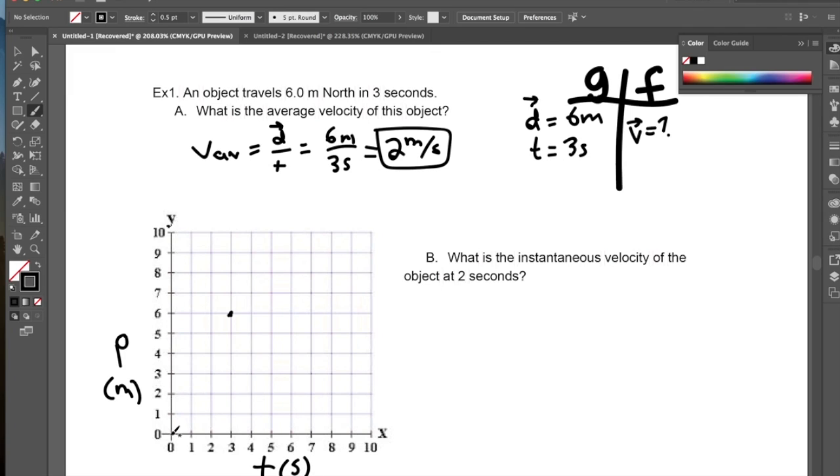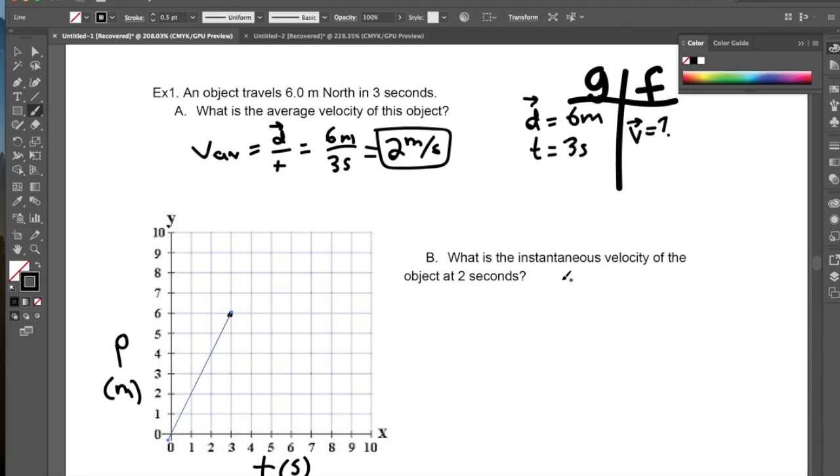Because it takes 3 seconds to travel 6 meters, I need to draw a line that connects these points. I'm just going to try to use a straight line tool here. Right at 6 meters and 3 seconds, I'm going to draw a line that connects right through to 0. So here's my slope.